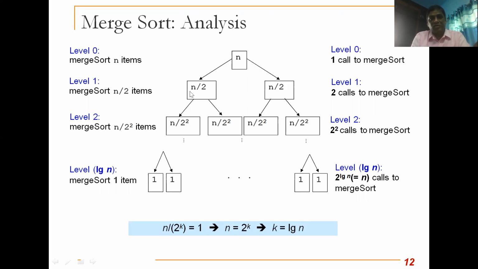When they are split into two halves, merge sort is called here, and also merge sort is called here. So how many calls are made to merge sort? Two calls. And in level 2, this is again split into two halves. So merge sort is called on this, and merge sort is called on this. Again, this is split into two halves. Merge sort is called on this, and on this. So how many times is merge sort called over level 2? 4 times. That is 2 square times.